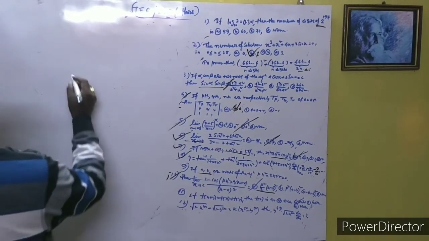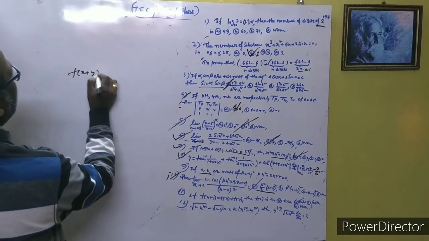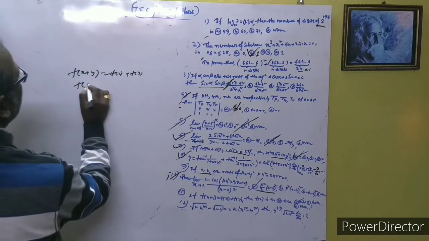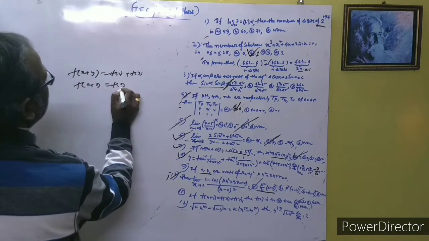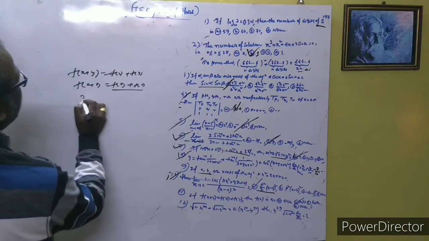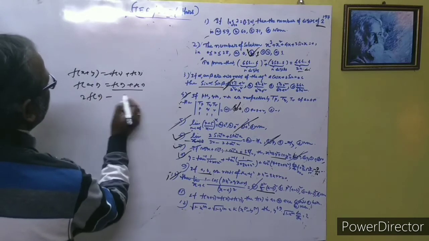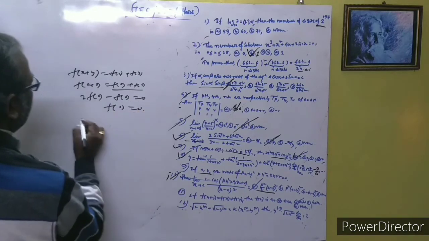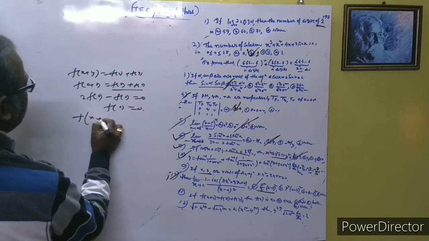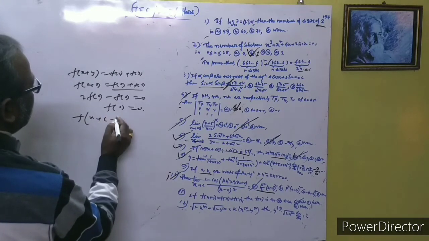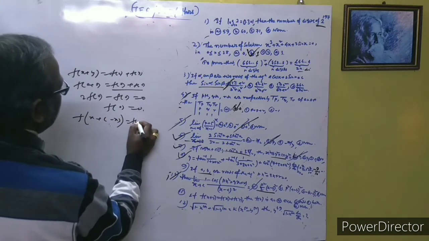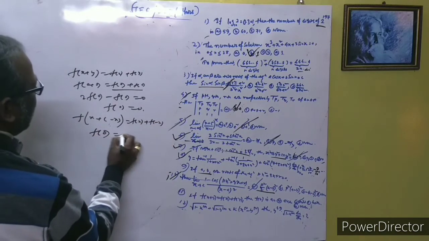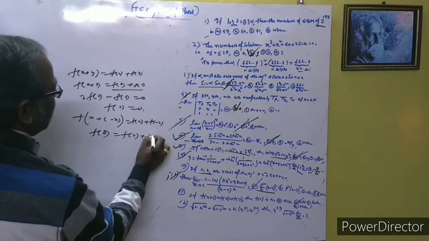You are given the function f of x plus y is equal to f of x plus f of y. If we put 0 plus 0, then we get f of 0 plus f of 0. So their addition is 2f of 0. So you can write this on the right-hand side, then we get f of 0 is equal to 0. And if we replace y by minus x, then f of 0 is equal to f of x plus f of minus x.